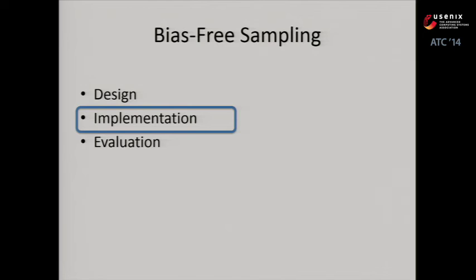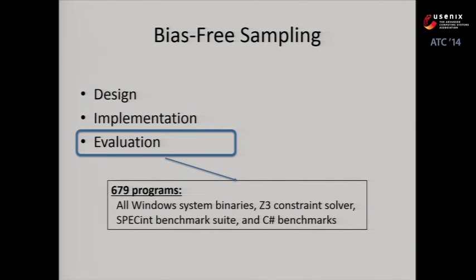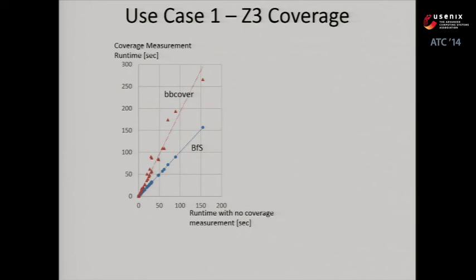OK, so now we went over the implementation details of BiasFree. Let's look at its evaluation. We evaluated BiasFree with a broad set of system binaries and applications, both native and managed. We evaluated a total of 679 programs. It includes all Windows system binaries, the Z3 Theorem prover, SPECint benchmark suite, and several C# benchmarks.